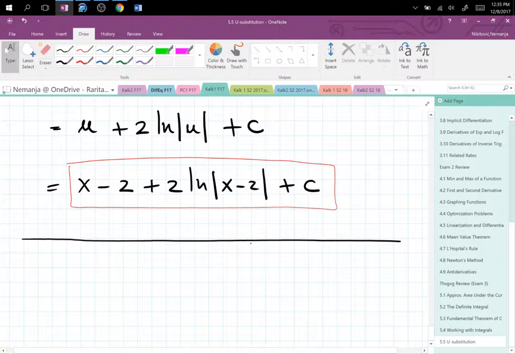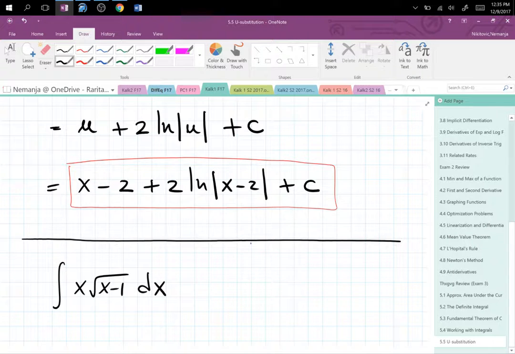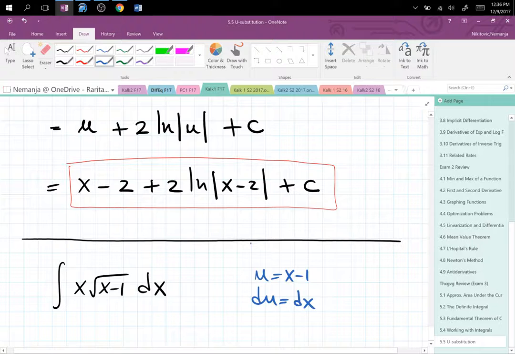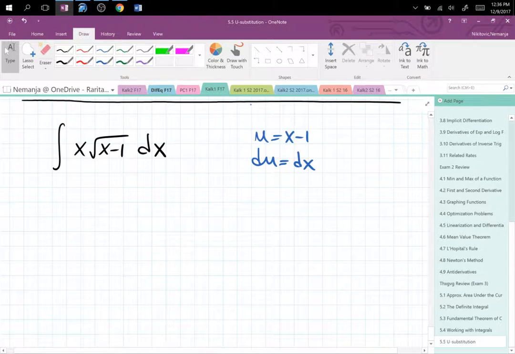I'll give one more example of the back sub, like integral of x root x minus 1, let's say dx. Again, we don't have function-derivative pairs over here, right? We have x's, we have a square root, we have x minus 1, so no function-derivative pairs. But if you go with u equals x minus 1, du equals dx, try to do the substitution and complete this problem on your own to get the answer.